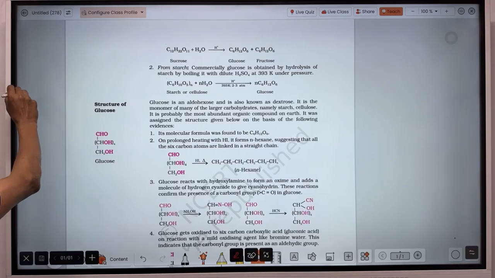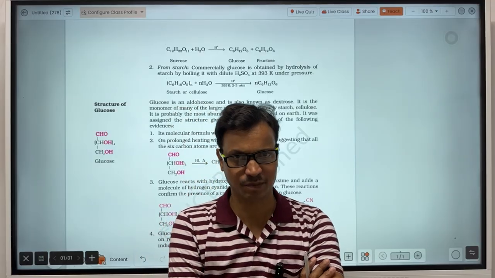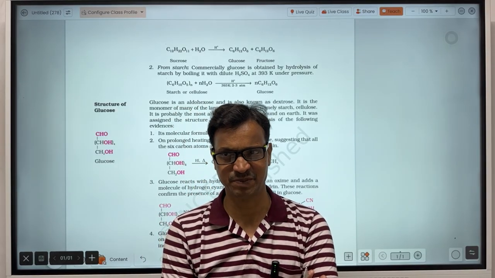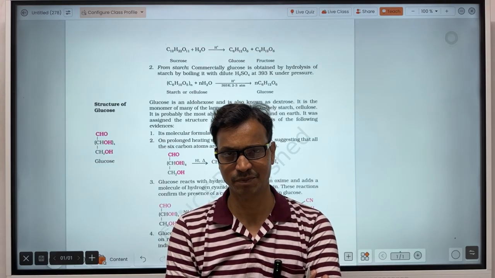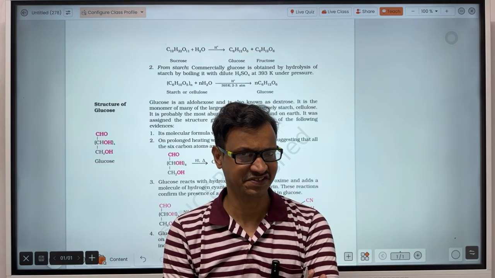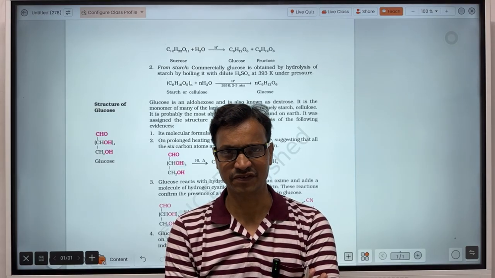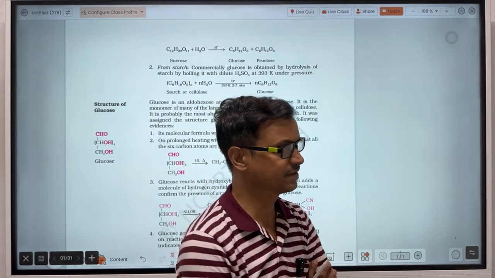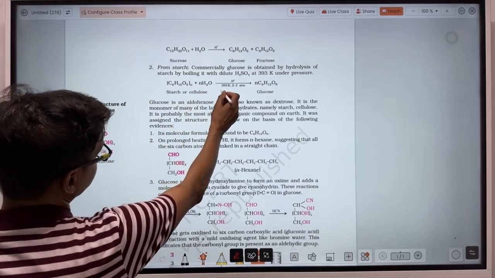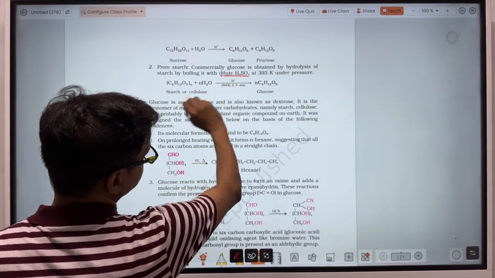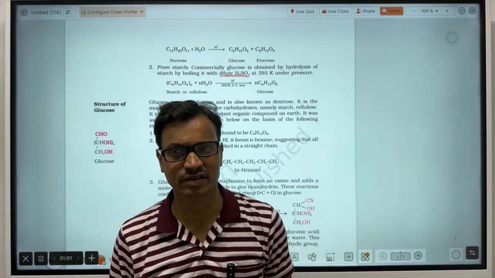Next one is starch. Starch is a polysaccharide made up of a number of glucose units. So when you hydrolyze the starch, it will dissociate into a number of glucose molecules. For hydrolysis of starch, again you have to take dilute H2SO4. So a number of glucose molecules will form. That is how you prepare glucose.